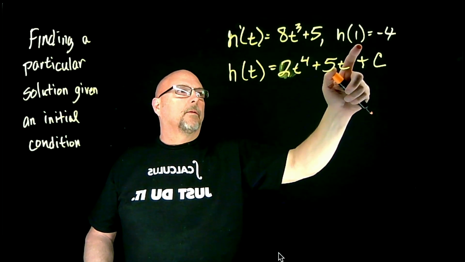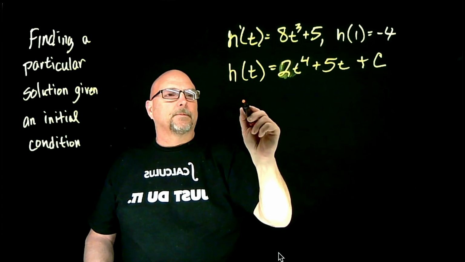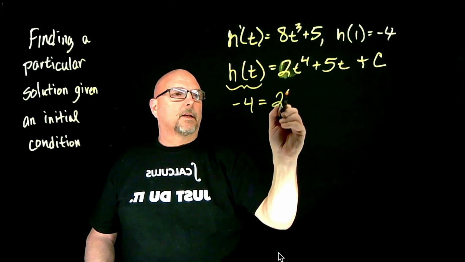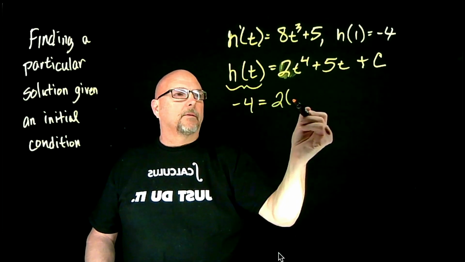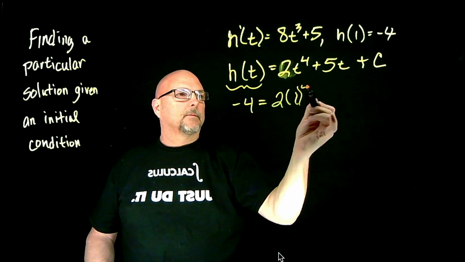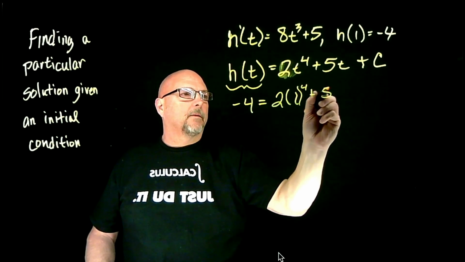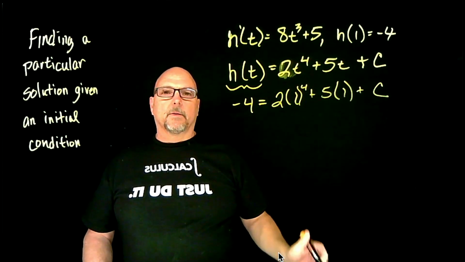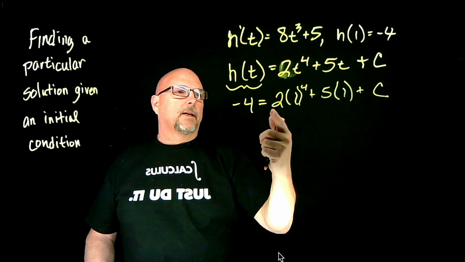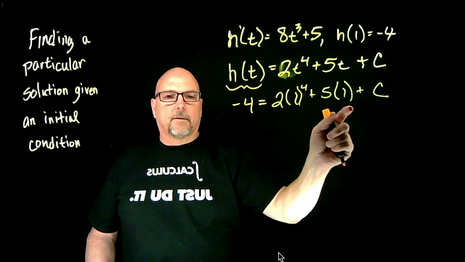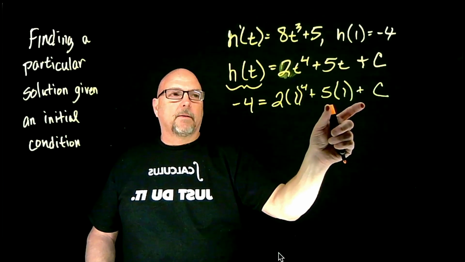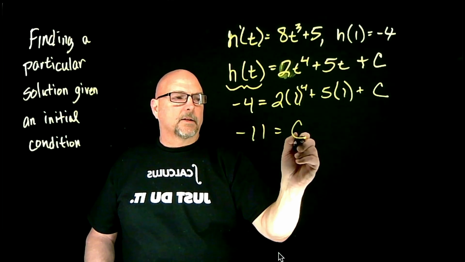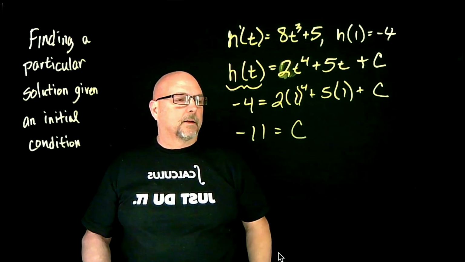So h of 1 is negative 4. I'm going to substitute negative 4 here. The next thing we'll do is substitute a 1 in place of the t. Plus 5 times 1 plus c. Just simplify this: you have 2 times 1 is 2, and 5 times 1 is 5. 2 plus 5 is 7. So subtract that on both sides, and you'd have negative 11 is the constant of integration.